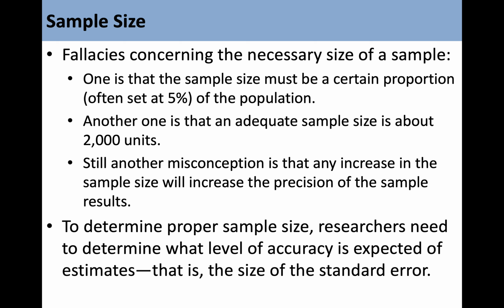Fallacies concerning the necessary size of a sample. One is that the sample size must be a certain proportion, often set at 5% of the population. Another one is that an adequate sample size is about 2,000 units. Still another misconception is that any increase in the sample size will increase the precision of the sample results. To determine proper sample size, researchers need to determine what level of accuracy is expected of estimates. That is, the size of the standard error.